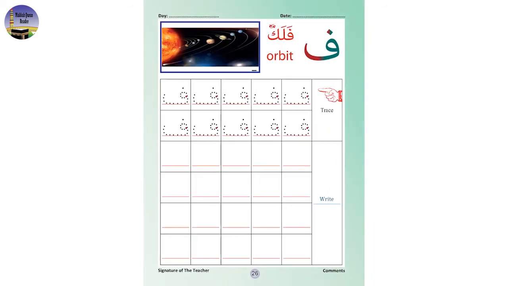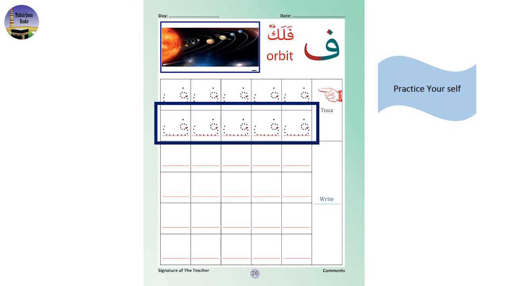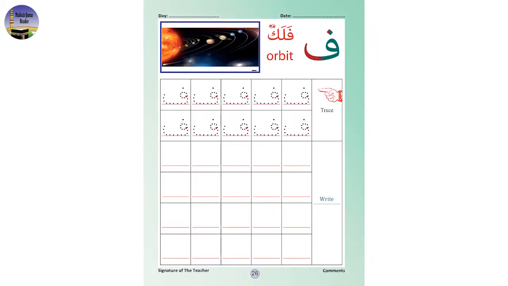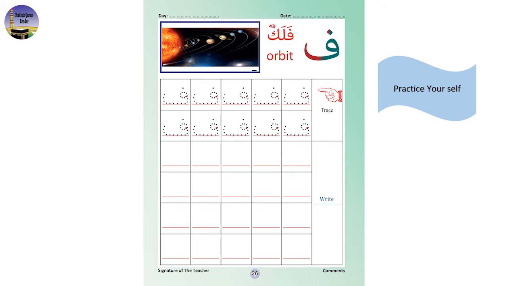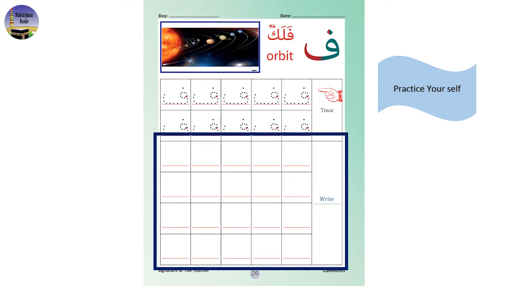Remember, we must maintain the red line. Follow the upper one and join the dots of the second line in the same way. Now you have to write fa by yourself and complete the page properly. And don't forget about the red line.